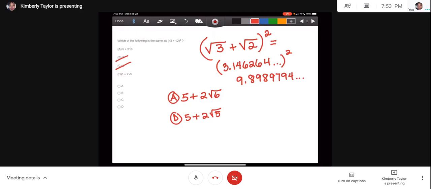So I would say 2 times the square root of 6 plus 5. And I've already found my answer. Boom, baby. This one equals 9.89897994 dot dot dot. But just for the heck of it, let's do the other one. So 2 times the square root of 5, and then plus 5. This one came out to be 9.472135 dot dot. Okay, so the answer here should be A.